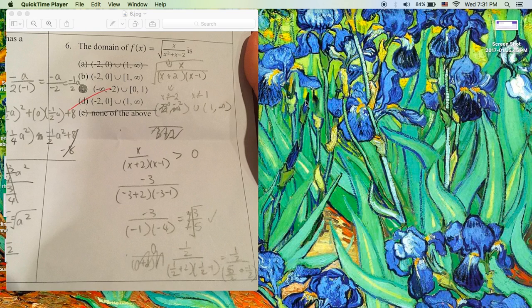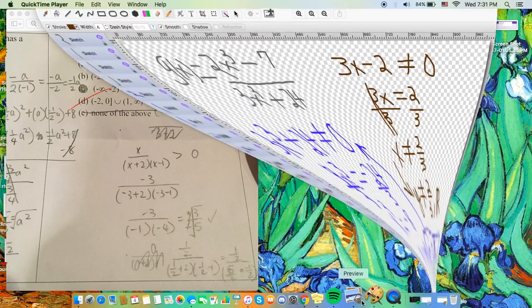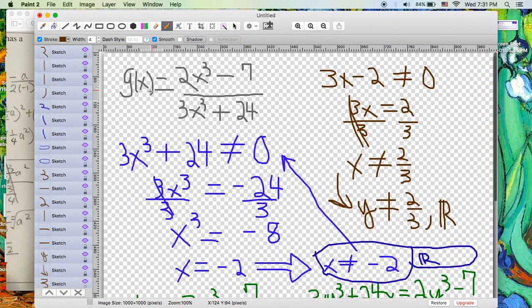This is a test extension on question number 6 for pre-calc exam number 5B, and the question asks for finding the domain of f of x equals the square root of x over x squared plus x minus 2. So I'll be doing a different, similar problem. The question also asks for the domain, but I will be doing the problem that asks for this function instead: g of x equals 2x cubed minus 7 over 3x cubed plus 24.